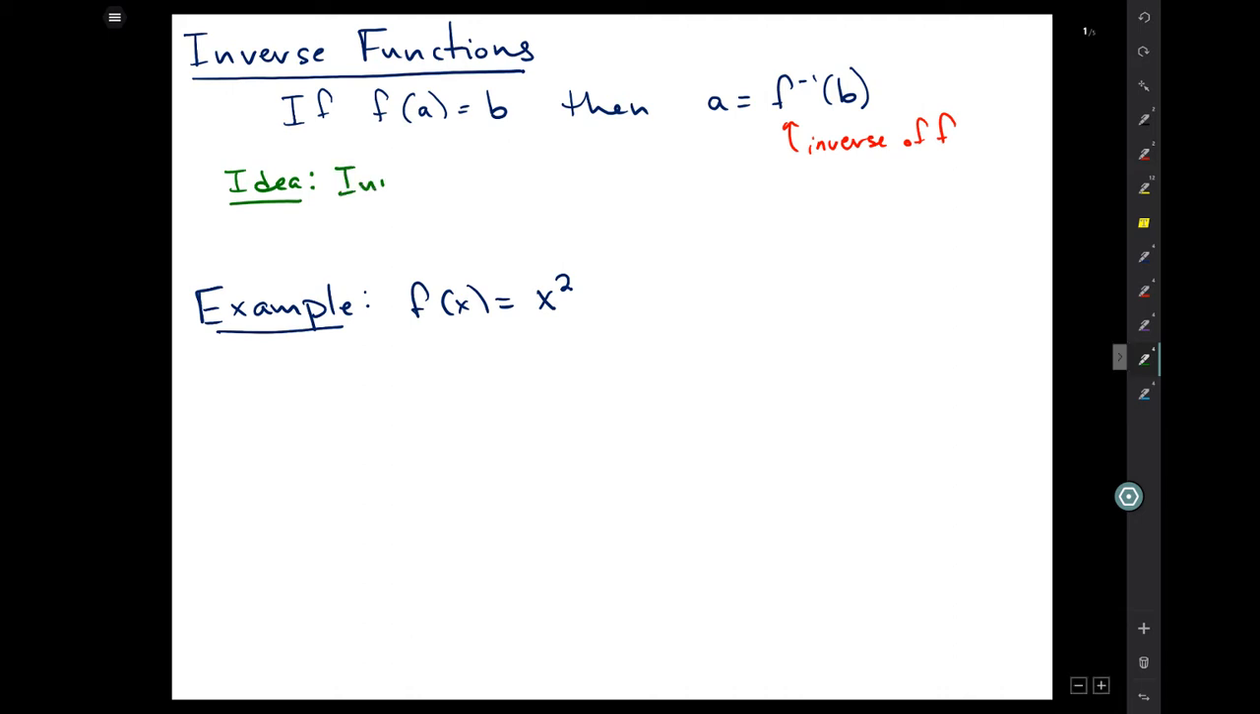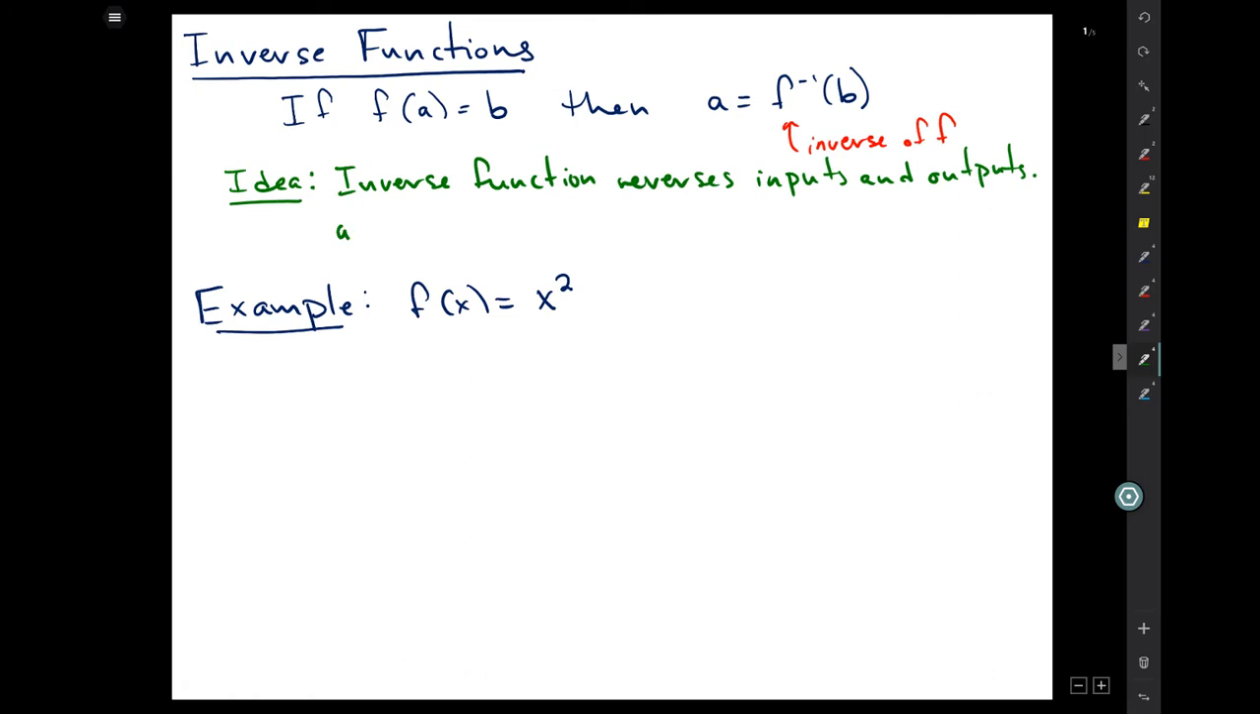So the inverse function reverses inputs and outputs. So in other words, it undoes the original function.